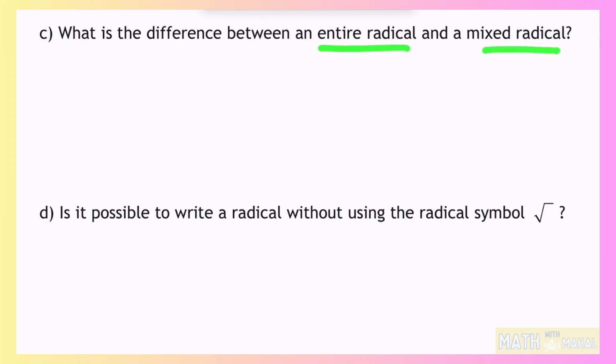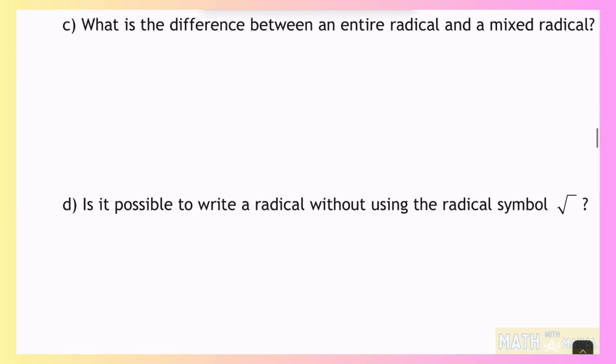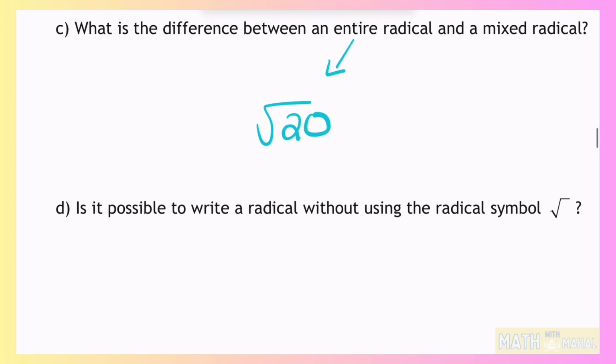Okay, so the next question says, what is the difference between an entire radical and a mixed radical? Well, it's really quite simple. An entire radical basically is no coefficient. So it would look something like this. Just kind of what we're used to seeing. Now, a mixed radical, it has a number in front of it, or a coefficient. So an example for that would be something like this.